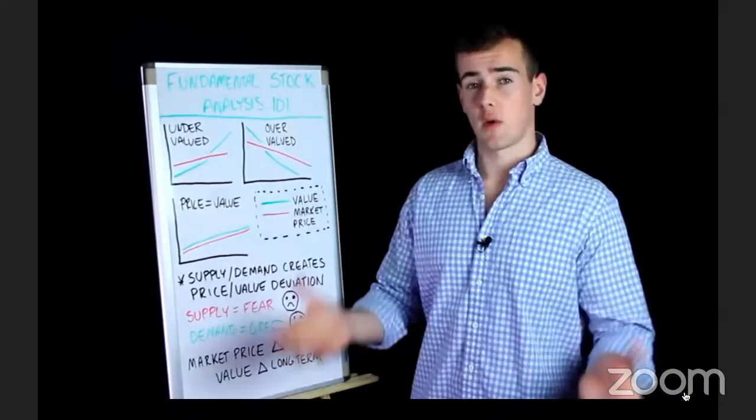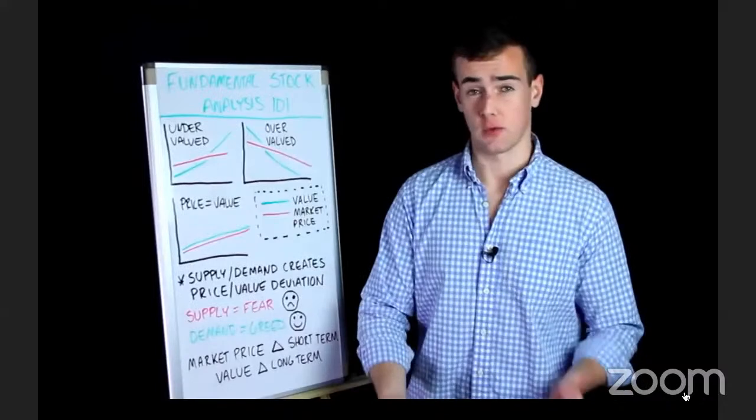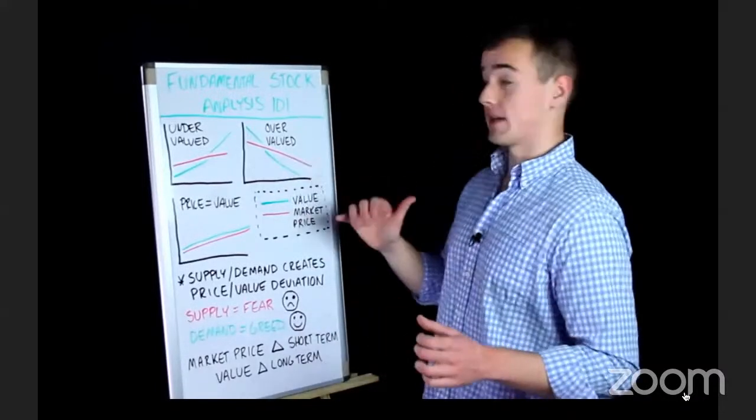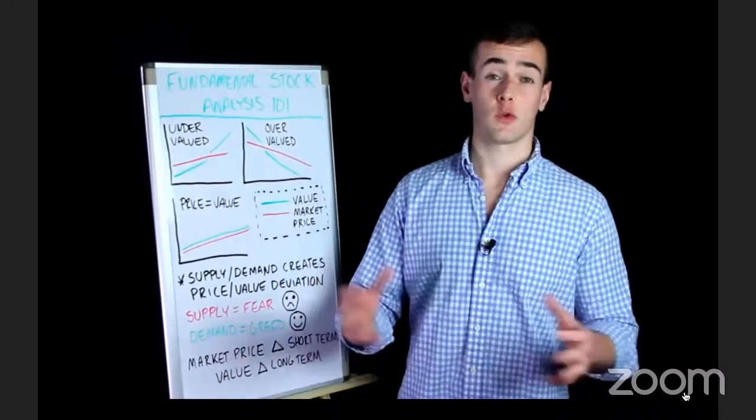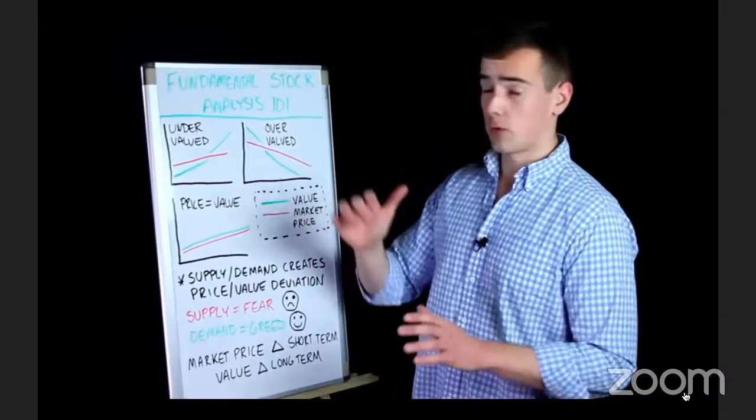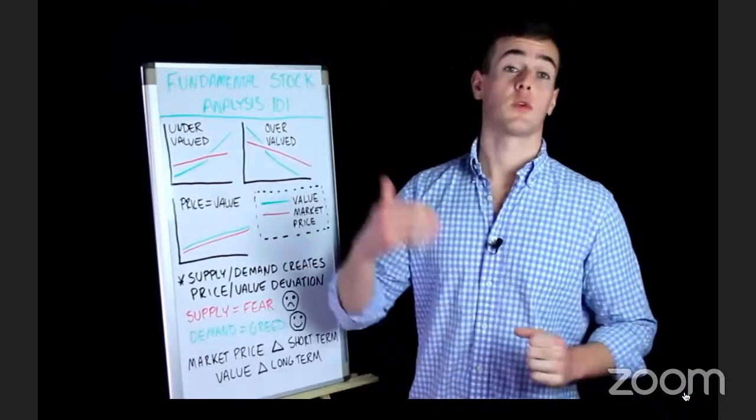Now, on the other hand, let's look at something that is actually overvalued, and that would happen when the market price is above the underlying value of that asset. So if you were a fundamental investor and you were looking at these two examples, on the left would be one where you would be interested in buying because the actual value exceeds the market price.